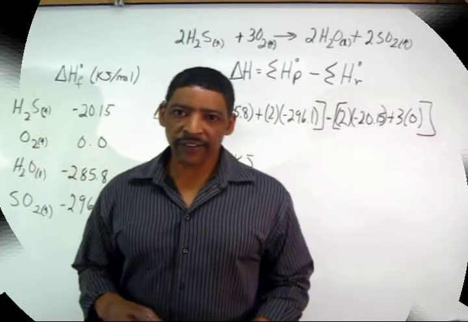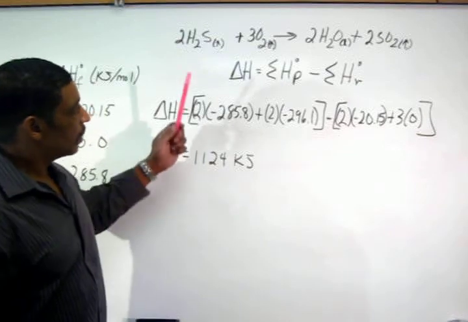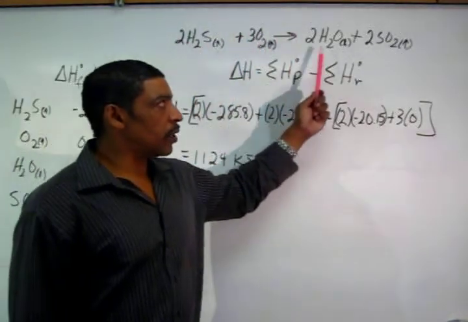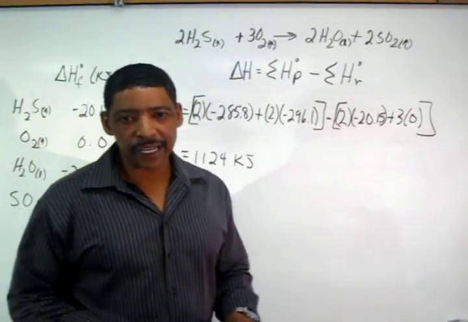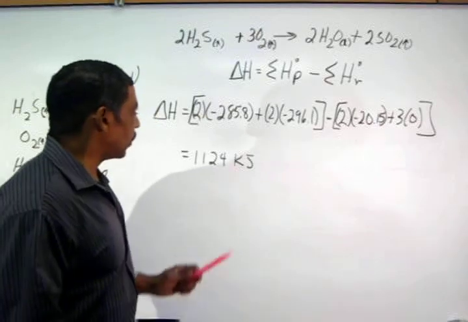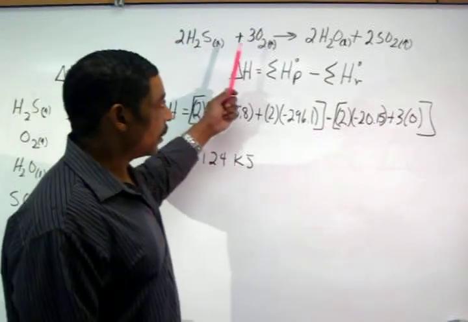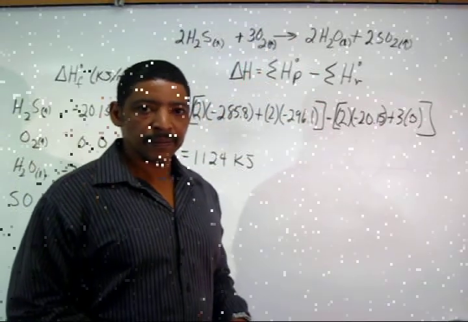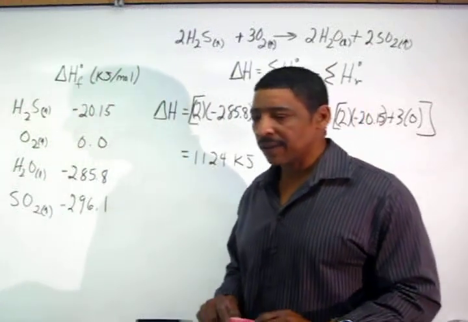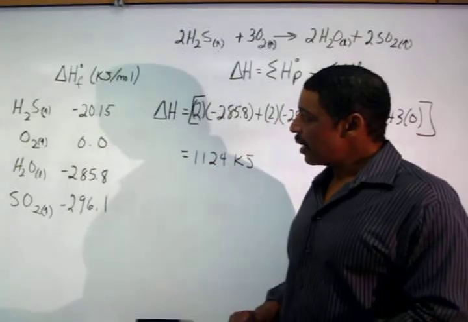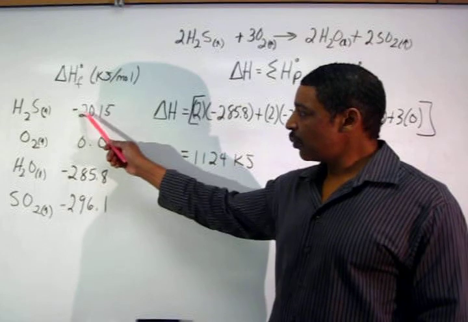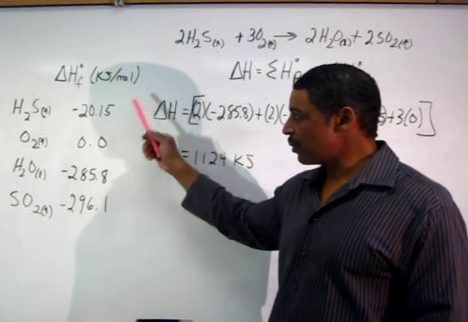Now for another example where hydrogen sulfide reacts with oxygen gas to produce water and sulfur dioxide. The molar ratio in the balanced equation is 2 to 3 to 2 to 2. The values for the heats of formation, which are taken from a table, are listed as follows, where the formation of H2S is a negative 20.15 kilojoules per mole.